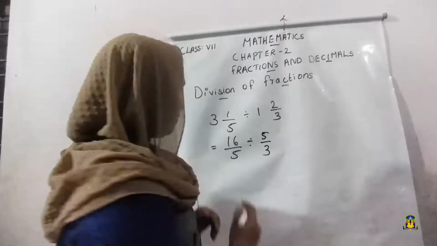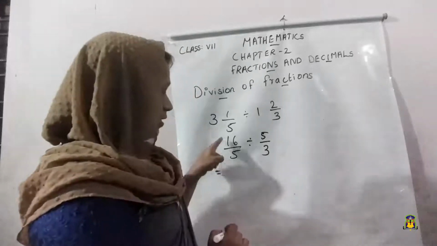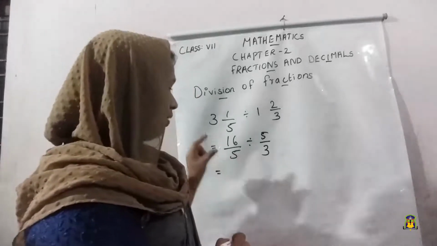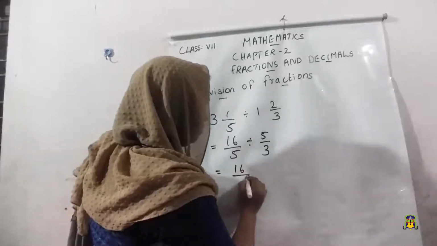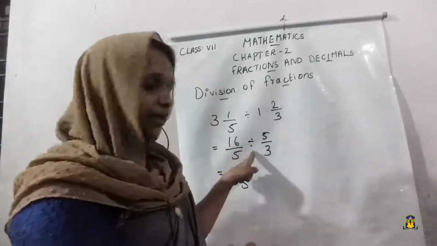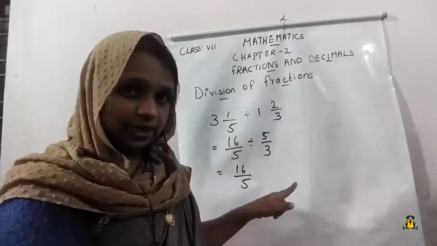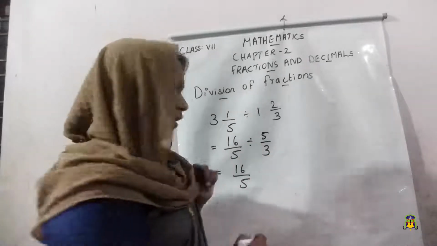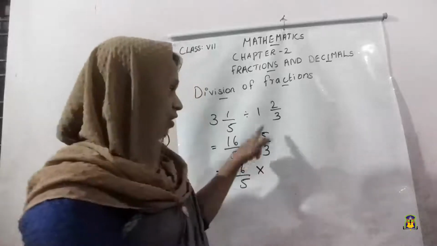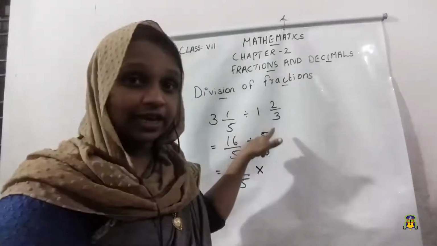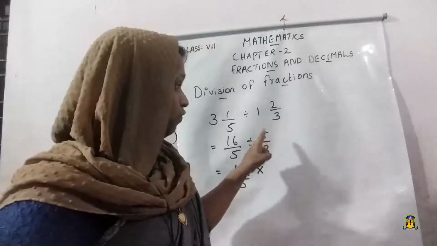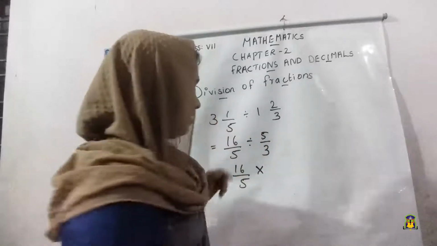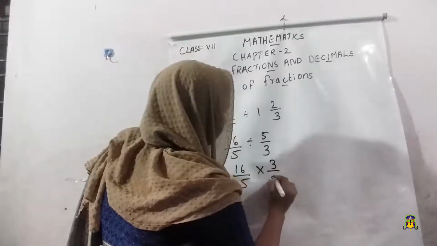Okay. Now next, the 16 by 5. 16 by 5, we no need to change. Okay. So that is 16 by 5. Then division change to multiplication. Then take the reciprocal of second fraction. Okay, so take the reciprocal of second fraction, that is 5 by 3. It is 3 by 5.